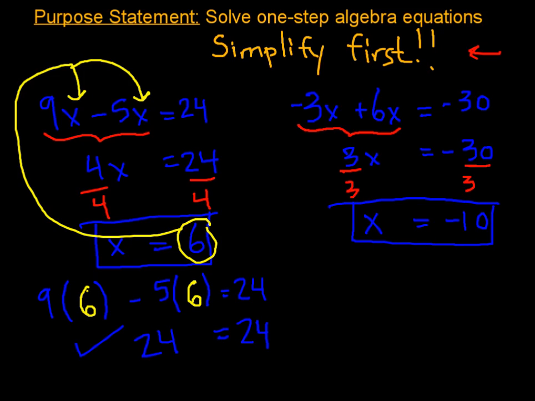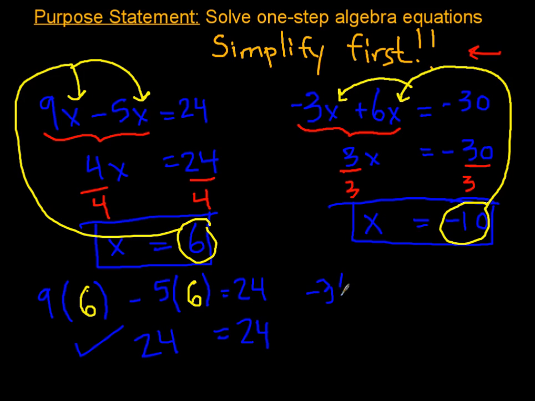Okay, but we do always want to check our answer. And so here we need to take negative 10 and plug it into our original equation for both x's, here and here. And we write negative 3 times negative 10 plus 6 times negative 10 equals negative 30. Okay, so we take negative 10, plug it in here.